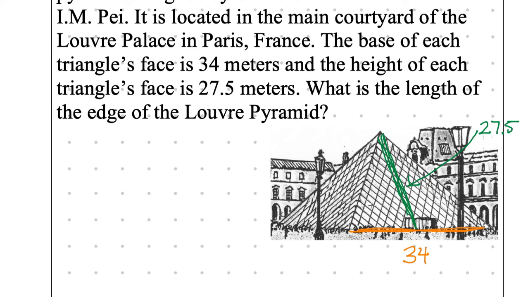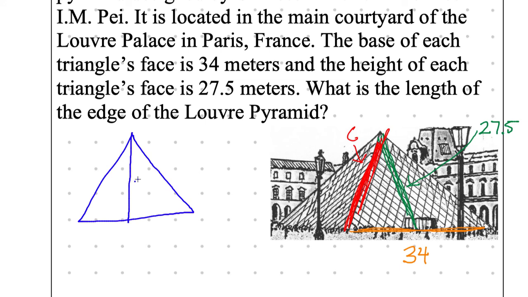And I need to find the length of the edge. So this length right here, I'll do this in red, is the one that I'm trying to find. That's our x, or I guess we can say that's our c. We've been using c as our variable most of the time. So if I were to redraw my diagram, I have a triangle that is isosceles, and I know that the height of the triangle is 27.5. I know that the entire base down here is 34. That's this entire length. And I'm trying to find that hypotenuse.